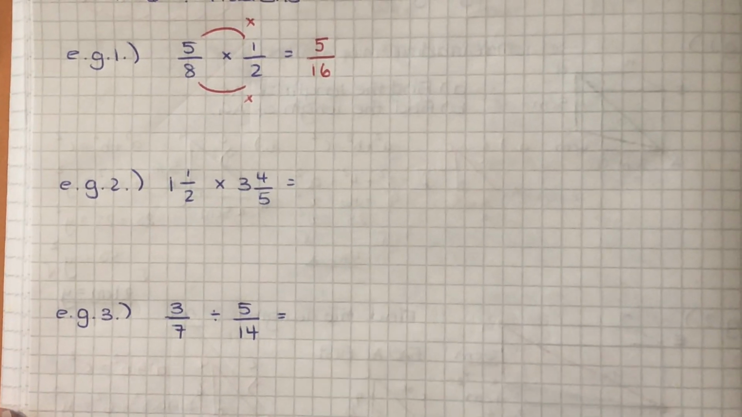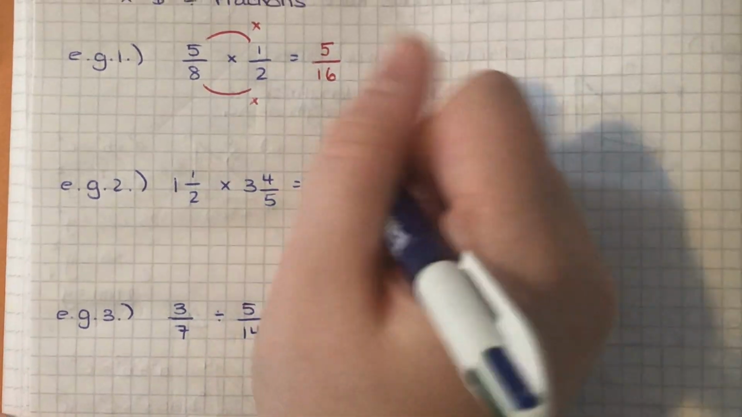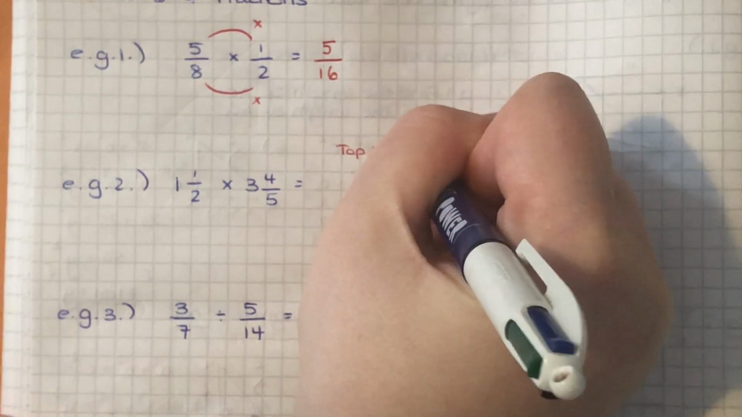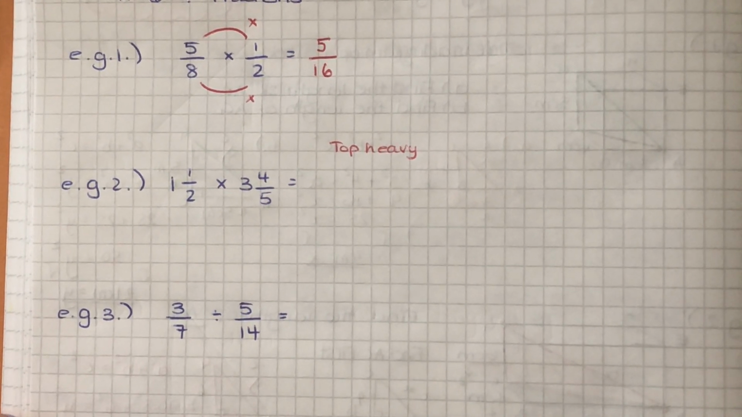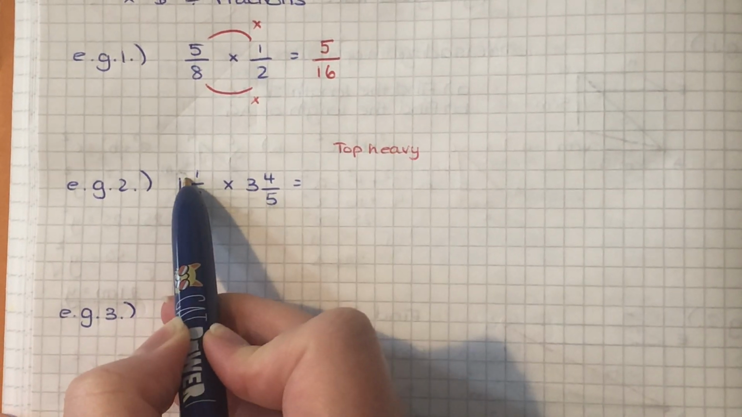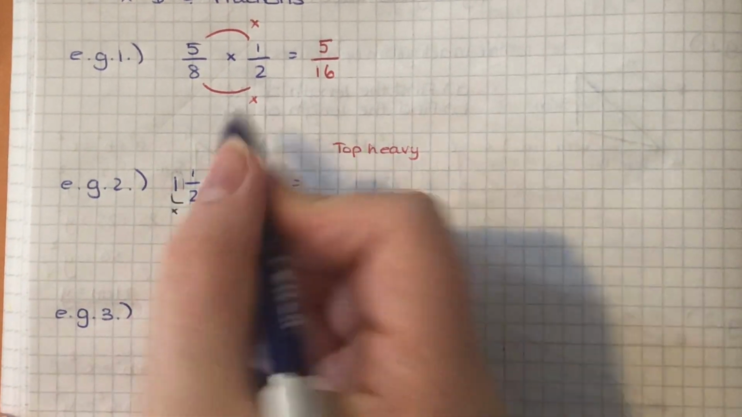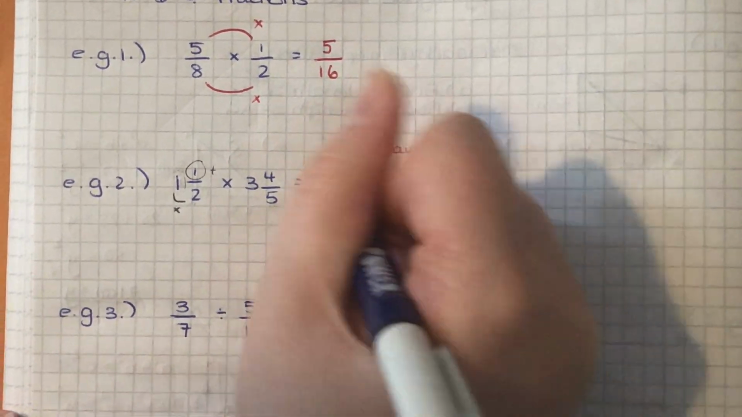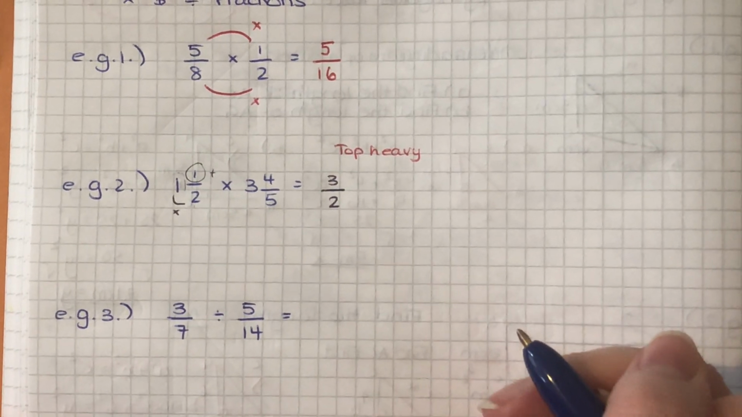Example 2 is slightly harder just because we've got these mixed numbers. The first thing you have to do is make them top heavy, or improper if you like to have the proper word for it. To make them top heavy, we do the large number at the front multiplied with the denominator. So 1 times 2, which is 2, and then we add the number that's on top of the fraction. So 2 plus 1 gives you 3. So the first fraction is actually 3 over 2.